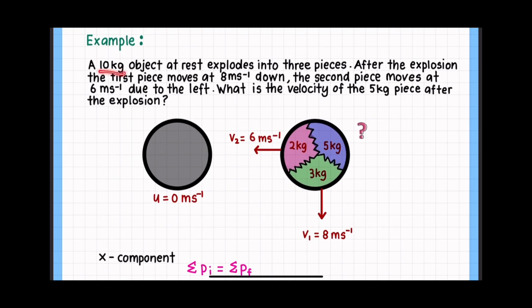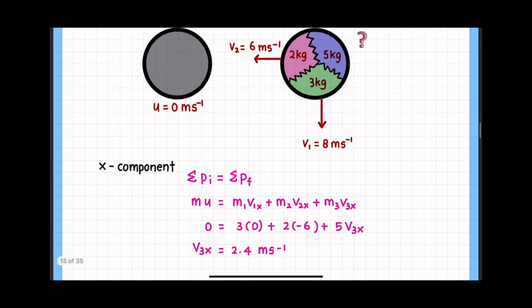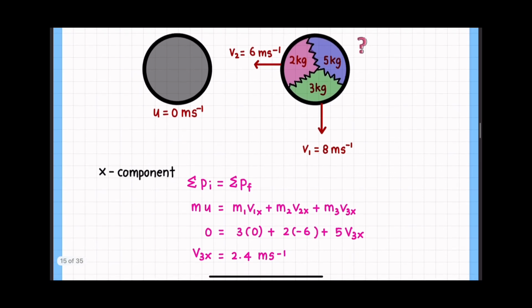So you have a 10 kg object at rest that explodes into 3 pieces, 2 kg, 5 kg and 3 kg. After the explosion, the first piece moves at 8 meter per second down, the second piece moves at 6 meter per second to the left. Okay, what is the velocity of the 5 kg piece after the explosion? So 5 kg ni pergi mana? Okay, jadi cara buat dia adalah guna formula explosion lah, di mana initially dia both komponen adalah 0. Okay, so 0 before and after.